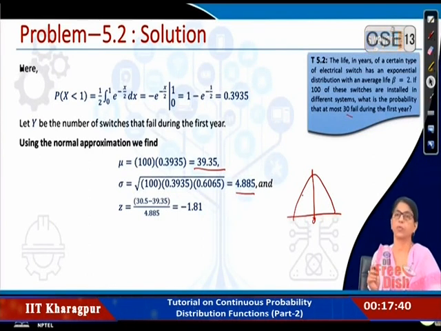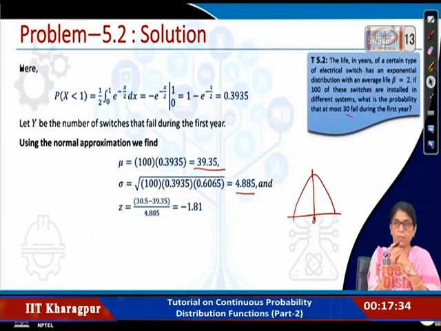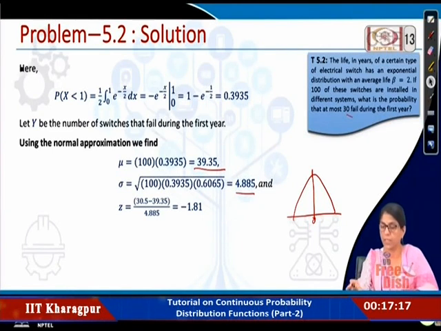Now see, when we are trying to approximate a discrete number by a continuous variable, we have to consider its nearby value. Because the probability at exactly 30 will be 0, right? When we are considering 30, that means a very small interval nearby 30. So when it is given at most 30, it will fail at most 30.